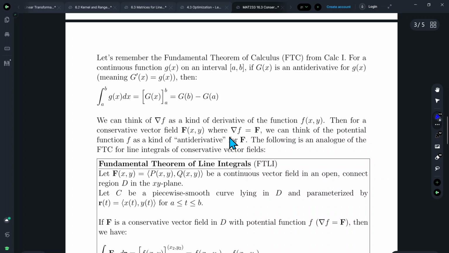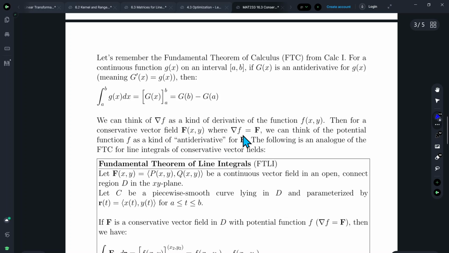vector field F, right? Because going back to here, the derivative of capital G gives you little g, so the derivative of the potential function gives you capital F, right? So here, the potential function is playing the role of the antiderivative. So you have to be careful, right? Because here the capitalization is reversed in this case.